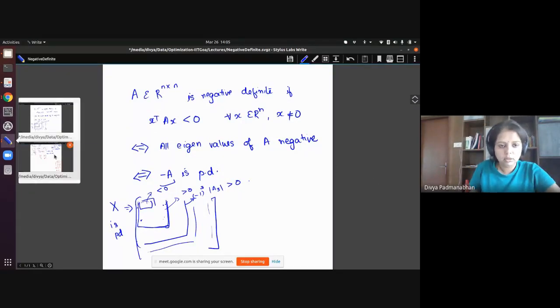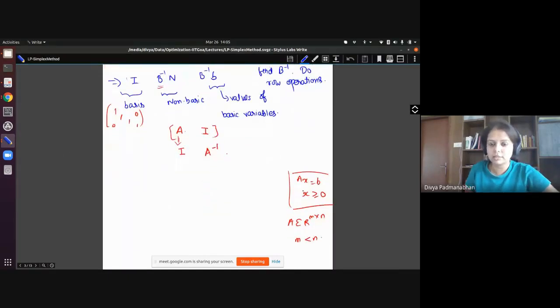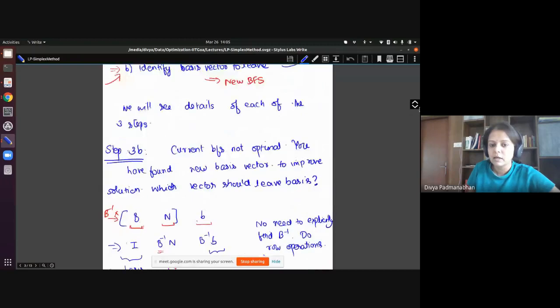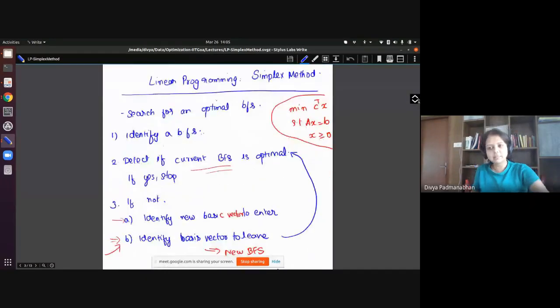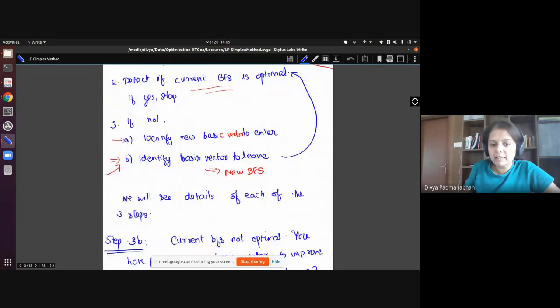All right. Now let's get back to our discussion on linear programs. We were looking at the simplex method. To remind you, we were focusing on optimal basic feasible solutions. I start off by identifying some basic feasible solution and see if it's optimal. If it's not optimal, you identify a new basic vector to enter and another basic vector to leave the system. This way you're moving to adjacent extreme points in the hope of reaching an optimal one. We were looking at this step by step.